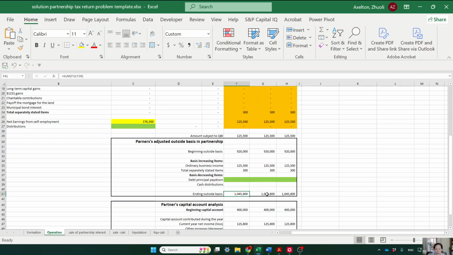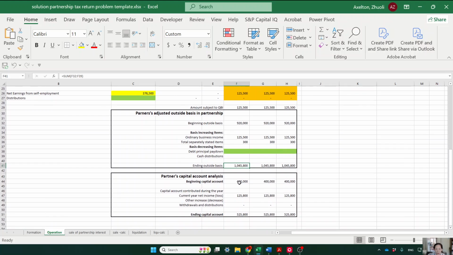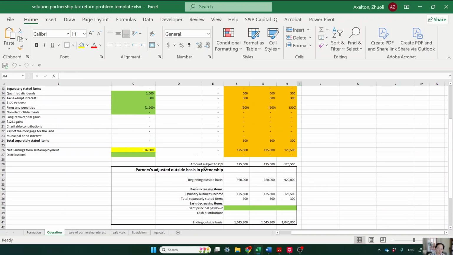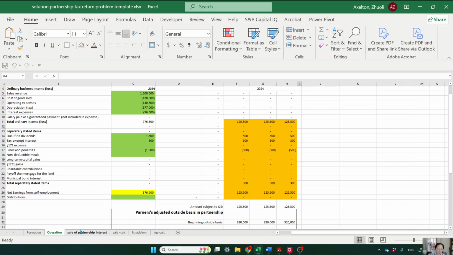Okay, once we have that figured out, the next piece is the capital account analysis. The partner's capital account does not include the debt, because the debt is disclosed separately. However, the current year income loss also covers both ordinary business income plus the separately stated items.